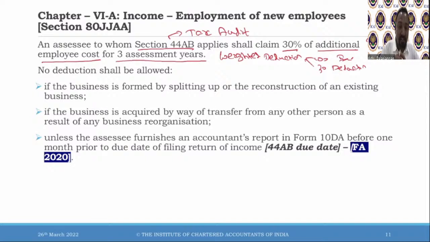Finally, to claim this deduction under 80JJAA, not just 80JJAA, any deduction under this heading C of chapter 6A, you will have to file the return of income. You will have to file an additional statement before the relevant due date. For this case, you will have to file Form 10DA 1 month prior to the due date specified under section 139(1). I'll not confuse this due date as of now because we are yet to cover the chapter on return filing. As of now, understand it is 1 month prior to the due date of return filing, which is nothing but your due date for tax audits. So typically, we'll keep the date as 30th September.